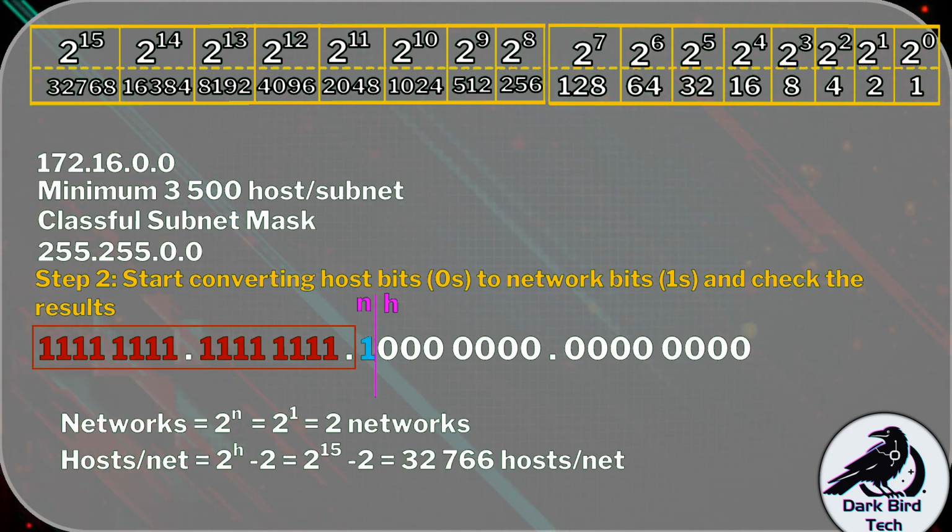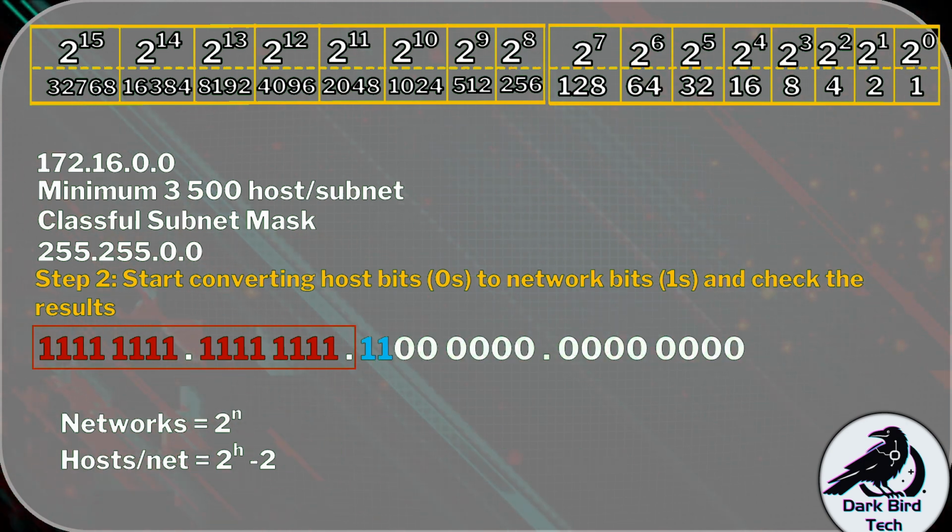And we've got 15 host bits or zeros left behind. So 2 to the power of 15 is 32,768 minus 2 gives us 32,766 hosts per network. Not where we want to get to. We want to get to 3,500, not 32,000. So let's try again. Let's move another bit over and see what happens.